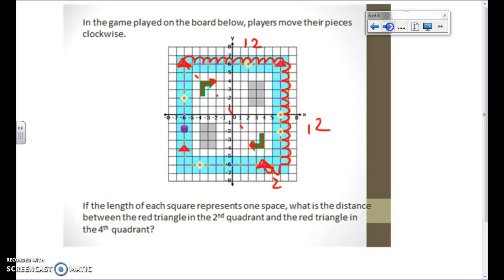Now, even though I'm counting down, remember, distance cannot be negative. Okay, it's kind of like an absolute value problem. How far it is different than what its value is. So, in this case, I know that we are a total of 12 plus 12 plus 2 spaces away, or 26 spaces from where we need to be.